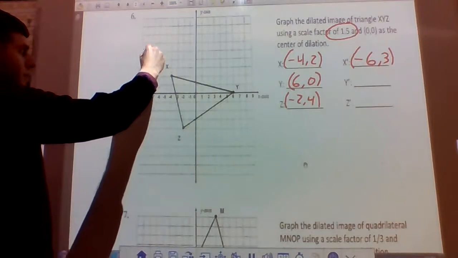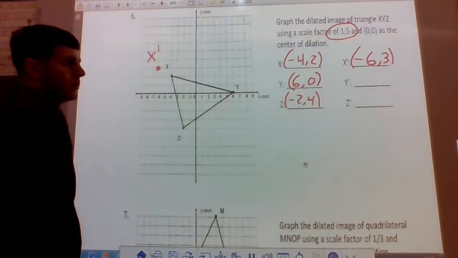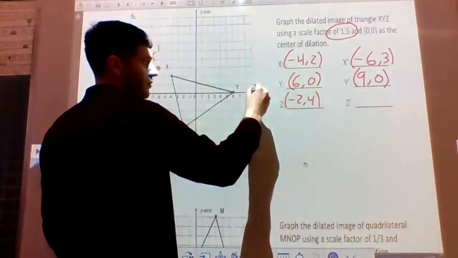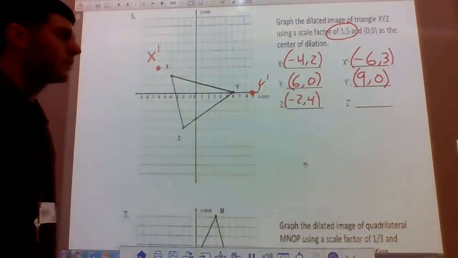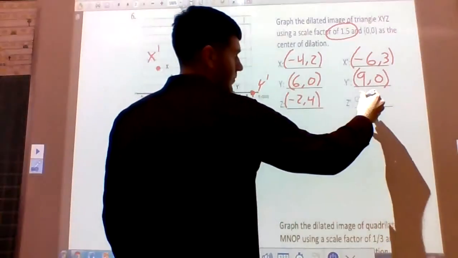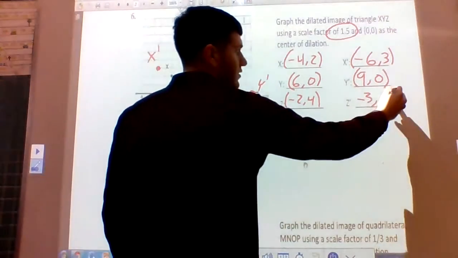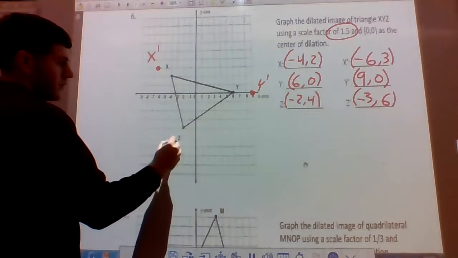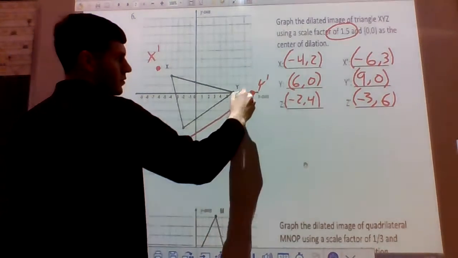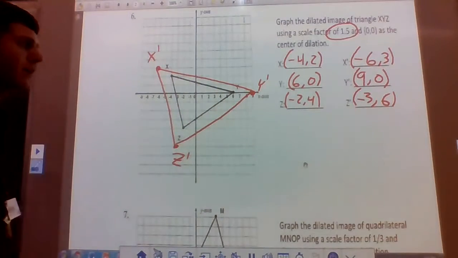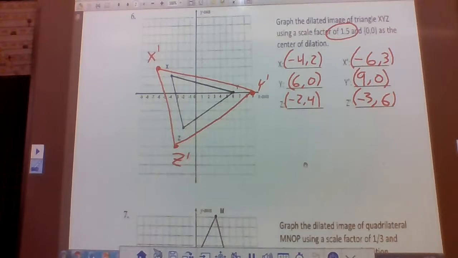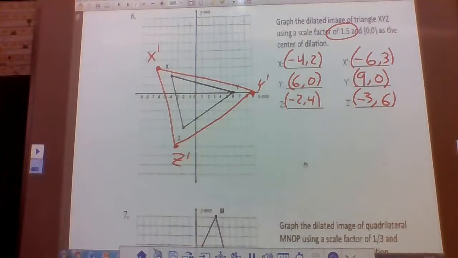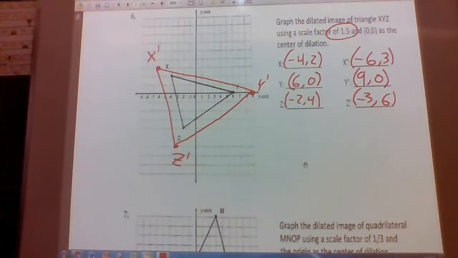That's X prime. 6 times 1.5 is 9. 0 times 1.5 is 0. Negative 2 times 1.5 is negative 3. 4 times 1.5 is 6. So we have negative 3, negative 6. That's Z prime. So every point on this new triangle is 1.5 times as far away from the origin as they were on the original triangle. All three of those were expansions.